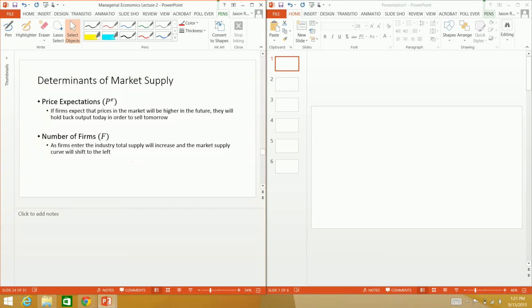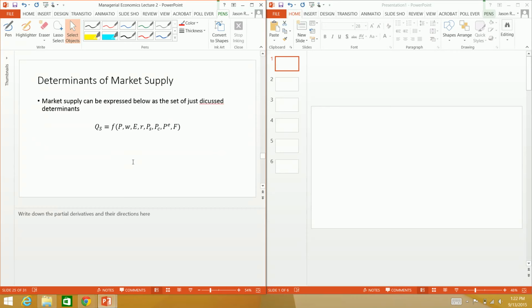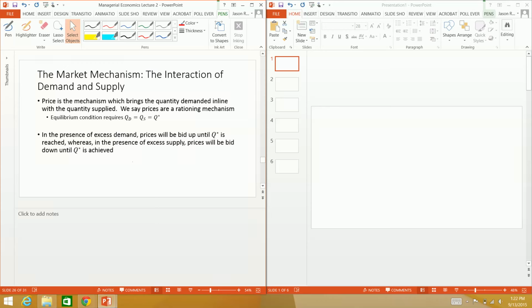The last two that we have in terms of the determinants of market supply are price expectations. As firms believe that prices will rise in the future, they'll hold back output today in order to sell tomorrow. That makes sense intuitively. I want to maximize my profits, so why not sell at the higher prices? And then lastly, we have the number of firms. When we constructed the market demand, we would construct market supply in a very similar fashion. So we have this more generalized supply function where we could discuss how each one of these inputs effectively changes the quantity supplied.